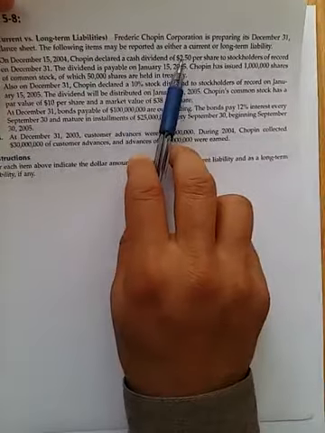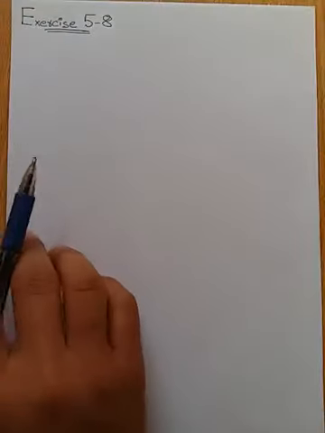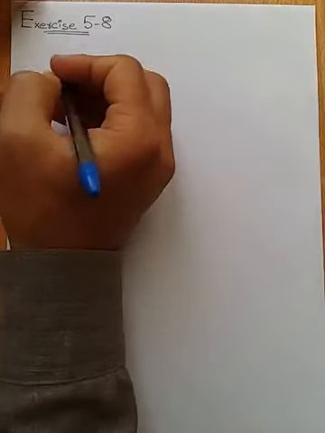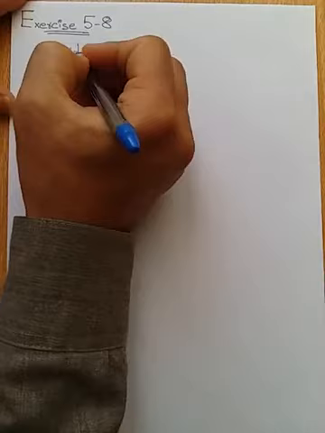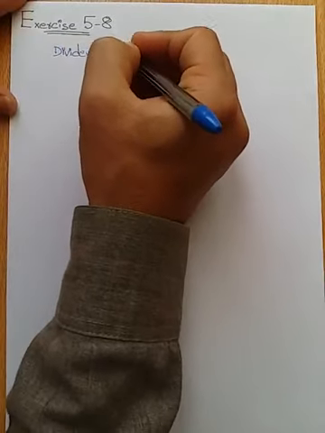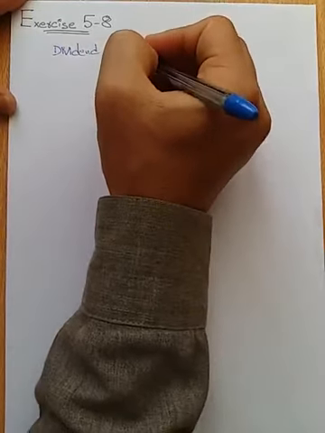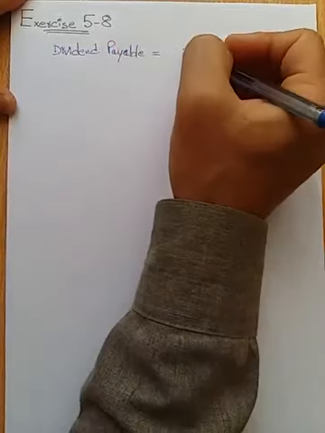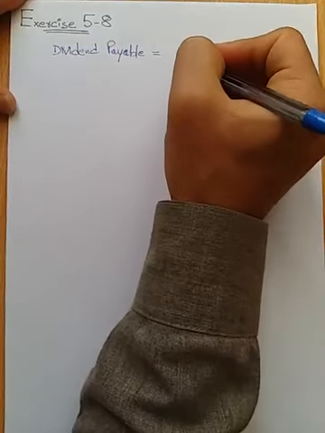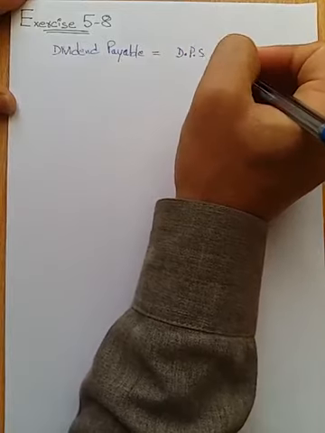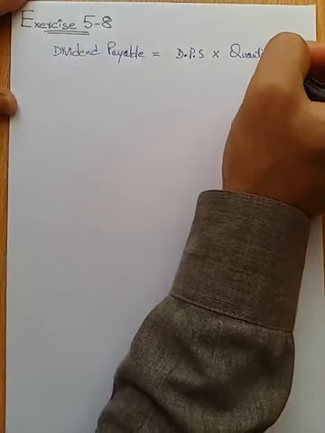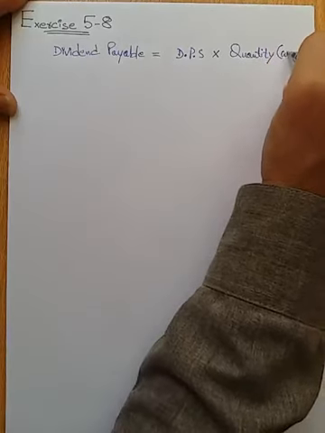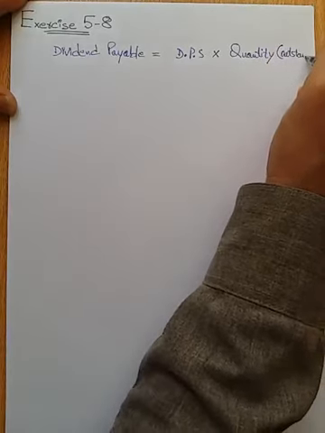So we have $2.50 per share. If I want to know how much dividend must be paid, I calculate the dividend payable, the amount I will pay to my shareholders. Dividend payable can easily be calculated by taking the dividend per share and multiplying it by the quantity of shares which are outstanding, not issued. So we just need to remember this.